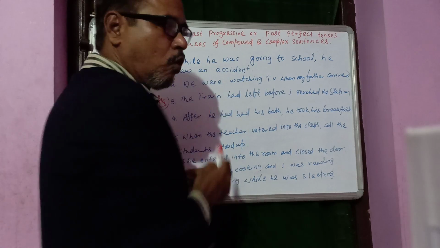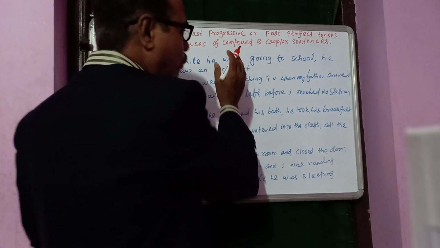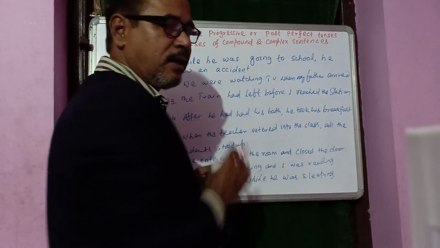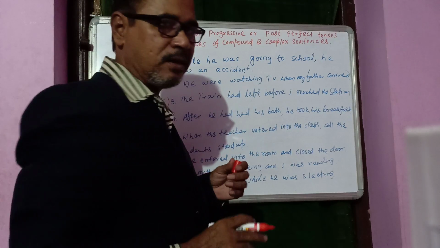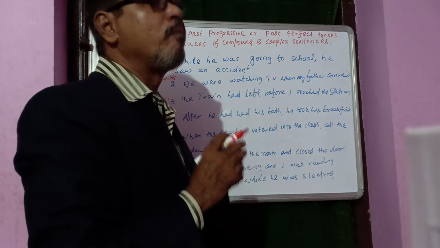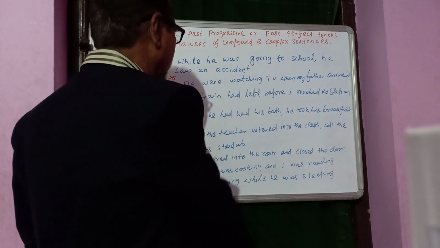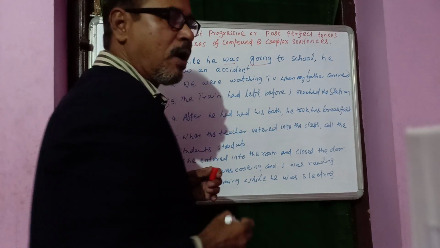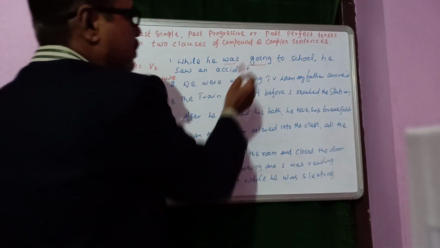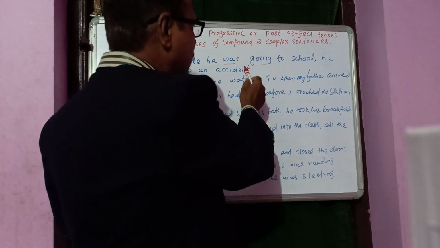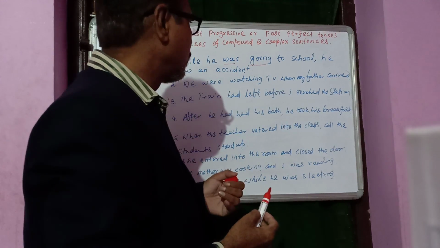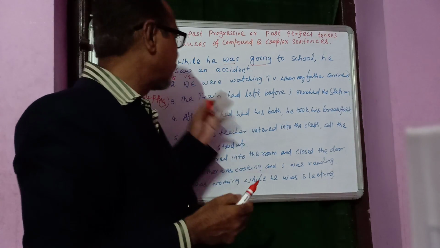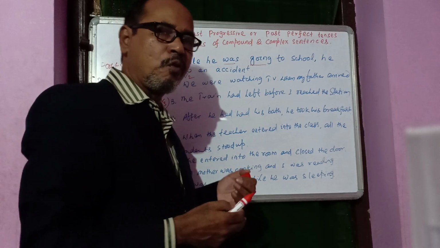Here in the first clause, you see the forms of the verb. In both clauses, we find past tense form. Okay? Here you see, while he was going to school, was verb ing, past progressive form is used. Was verb ing, was going. He saw an accident. This is V2, the second form of the verb.